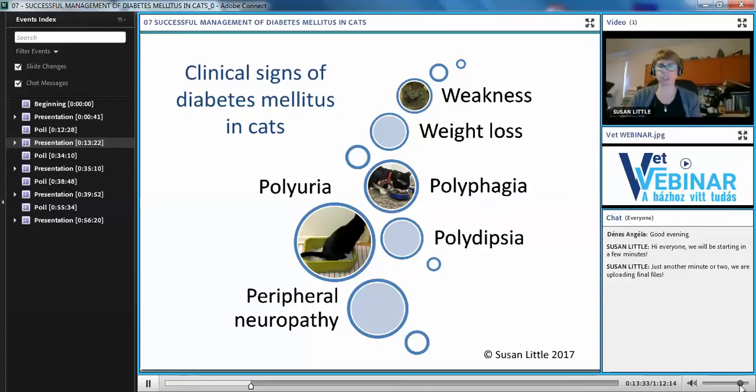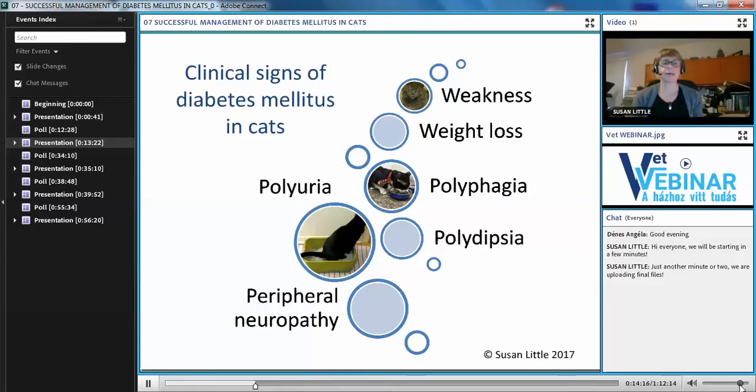So the clinical signs of diabetes mellitus in cats are not very hard, I guess, to recognize. Often owners recognize one or more of these clinical signs at home. Probably the most common are weight loss despite a good or even increased appetite, along with increased thirst and increased urination. These cats may also have changes in their behavior or their activity level. They may be less active. They may actually be a little bit weak. And I'm going to hopefully play a video for you in a moment of a cat with a peripheral neuropathy that we sometimes see with patients.